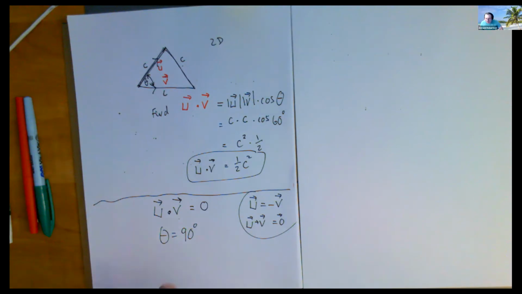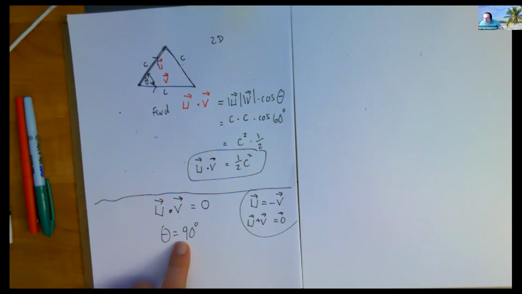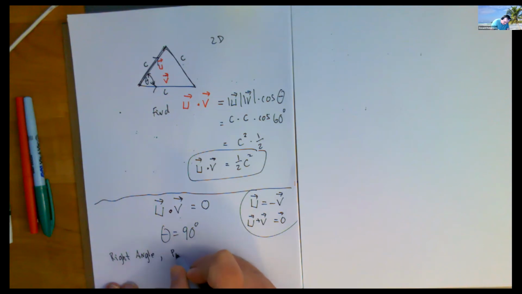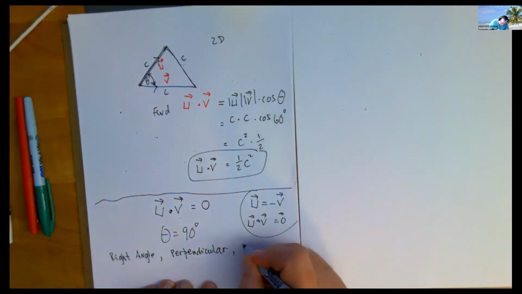So, one of the properties of the dot product is that if the dot product is 0, you can immediately assume that the angle between the two vectors is a right angle. It's 90 degrees. So let me give you some names for these things. That is called a right angle. It's also, sometimes you say that the two vectors are perpendicular. And then there's a third, probably less known word.